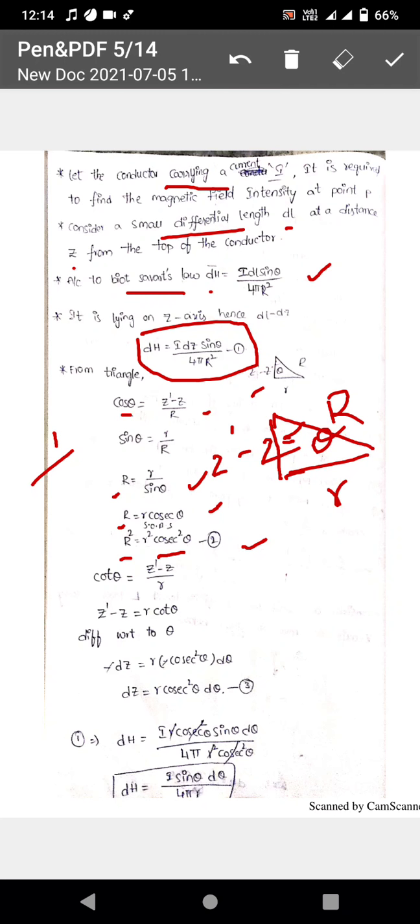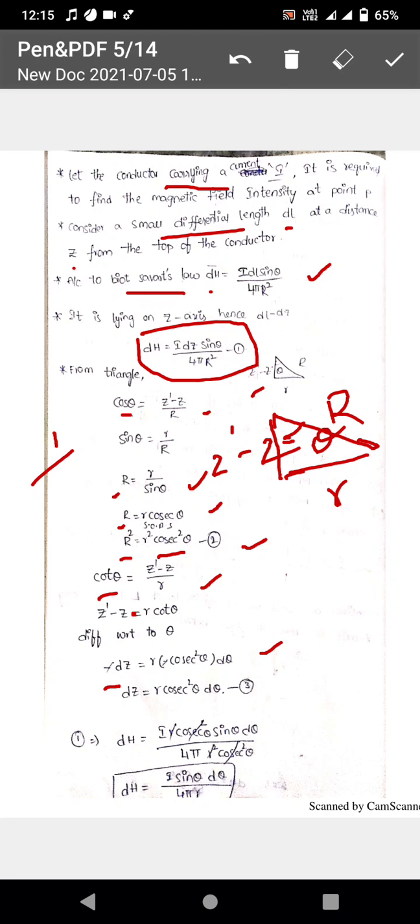If you apply cot theta for this triangle, cot theta equals z dash minus z by r. Cot theta means 1 by tan theta. Cot theta equals z dash minus z by r, hence z dash minus z equals r cot theta. Differentiating with respect to theta on both sides, we can write dz equal to r minus cosecant square theta d theta.